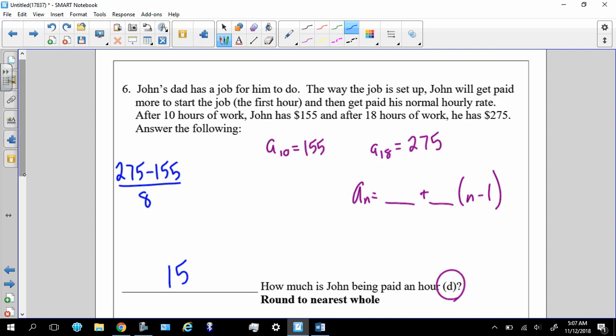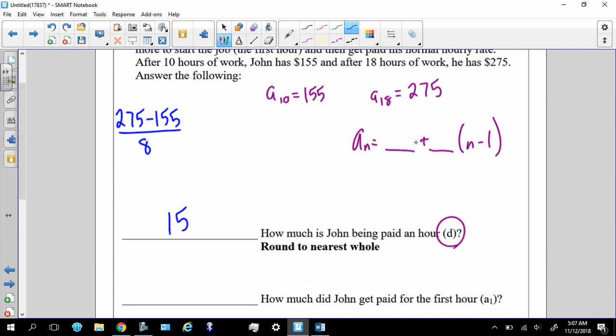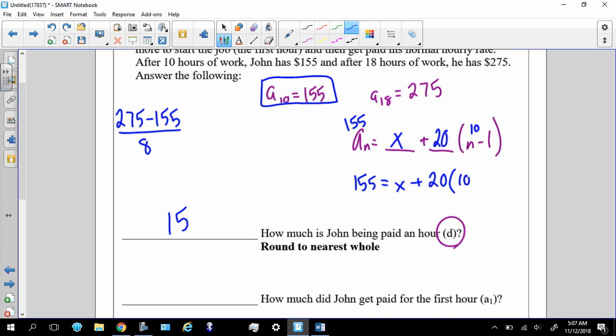Alright, now what we're doing is we're looking for our first hour. So you're looking for your first term. You already know your common difference is 20. I'm sorry. I'm just going to take this information I got to choose, and I'm going to choose this. That'll be 10. So 155 is equal to x plus 20 times 10 minus 1. So when you do the math, 155 is equal to x plus 180.